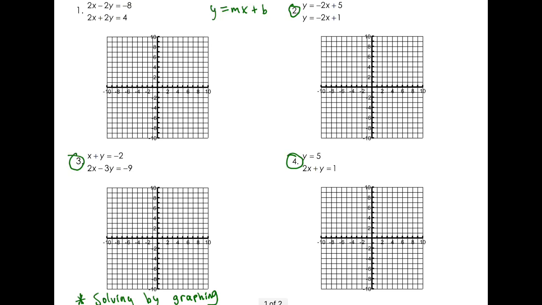We're going to count up on the y-axis. Actually, let me label the y-axis for you. So we have the y-axis and we have the x-axis. So the y-intercept is of course going to be on the y-axis. So we have a positive 5. Let's put that point on our graph here. Okay. So that's our starting point.